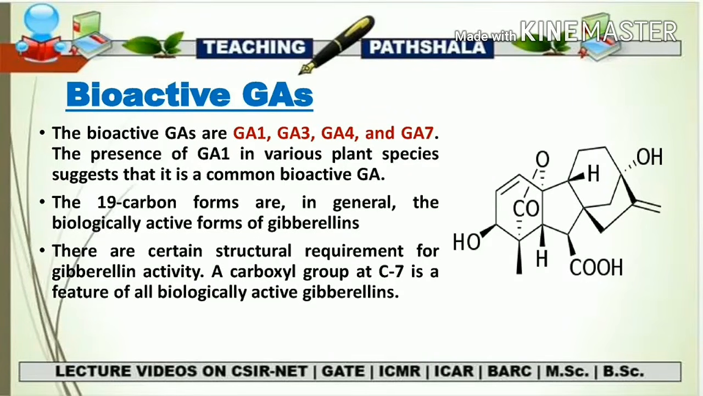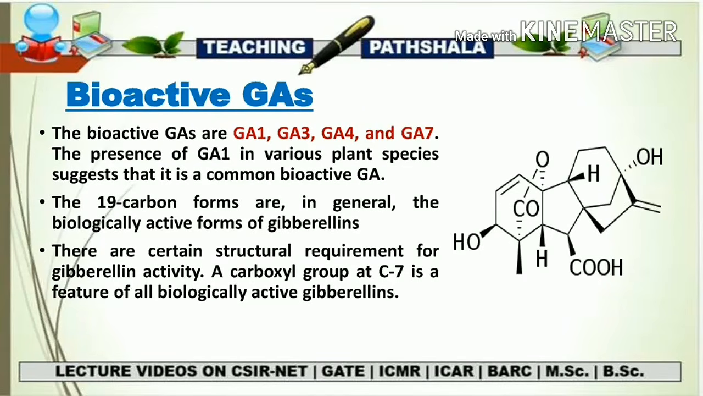So let's see. The bioactive gibberellic acids are GA1, GA3, GA4 and GA7. So these four gibberellic acids are the bioactive gibberellic acids. The presence of GA1 in various plant species suggests that it is the common bioactive gibberellic acid. So the most common is GA1.